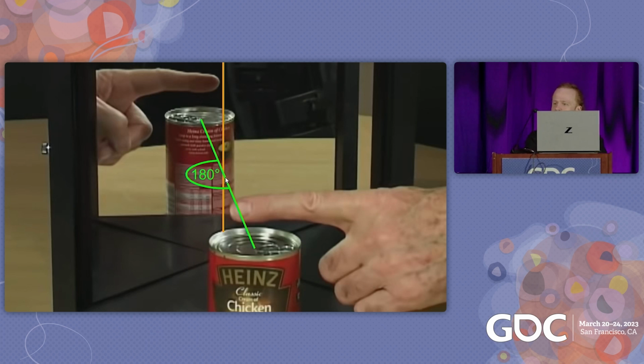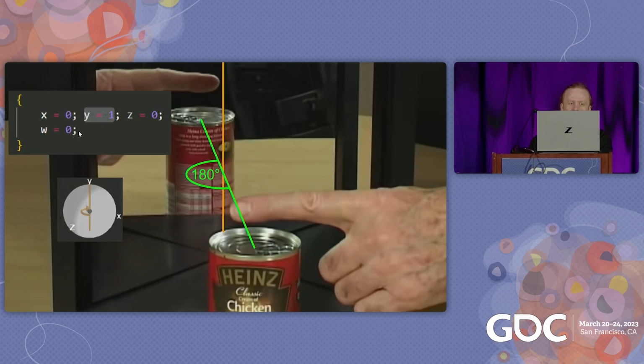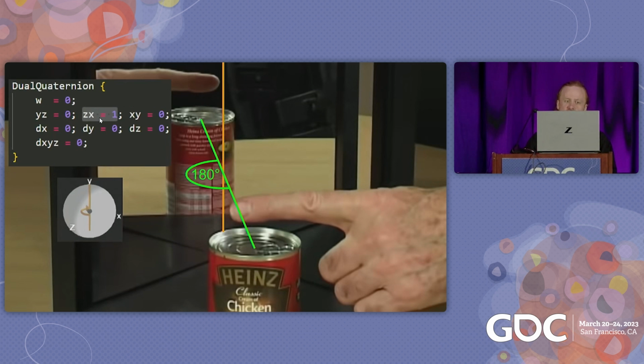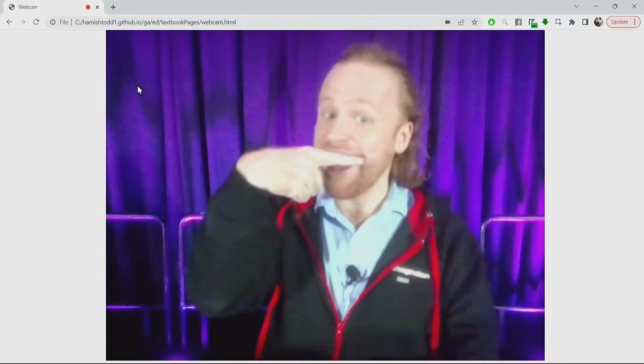Does that remind us of anything? Well, yes, it should remind you of something. It should remind you of this particular quaternion. This quaternion is a 180-degree rotation around the y-axis, right? If you write it as a dual quaternion, it looks like this because it's rotating from z to x, right? It's going around here, it's rotating from z to x.